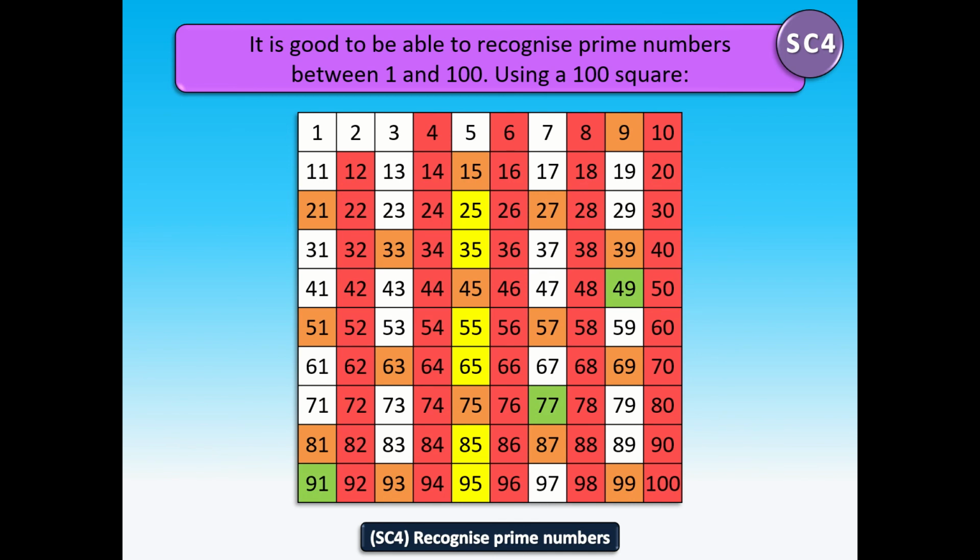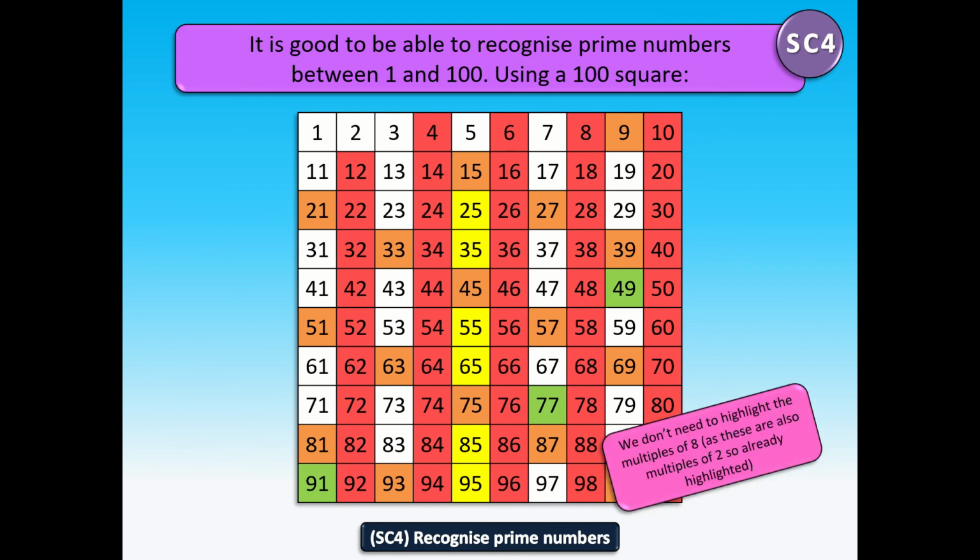We can get rid of any multiples of 7. We don't need to get rid of any multiples of 8 because any multiple of 8 is a multiple of 2, which we've already gotten rid of. And we don't need to get rid of any multiples of 9, as any multiple of 9 is a multiple of 3, and we've already gotten rid of the multiples of 3.